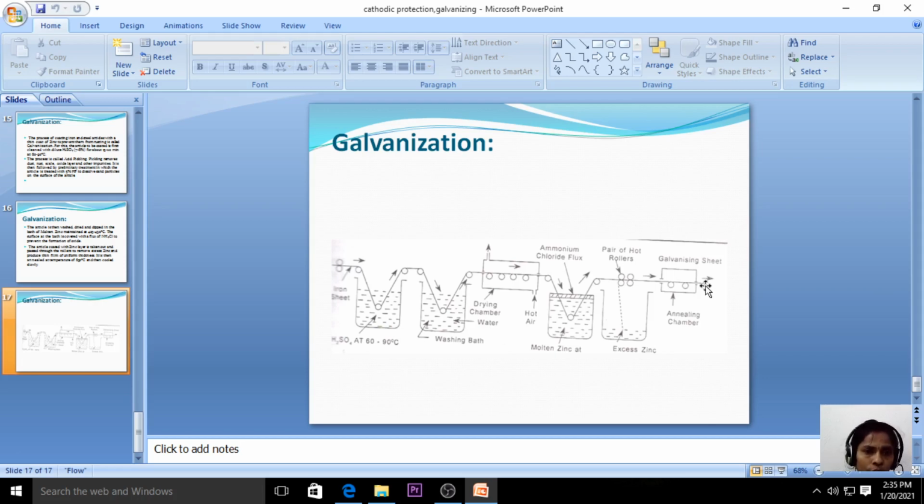Coating of a low melting point metal on a high melting point metal is called the galvanization process. Anodic coating means coating of anode on the base metal. Cathodic coating means coating of cathode on the base metal. That is anodic coating and cathodic coating.